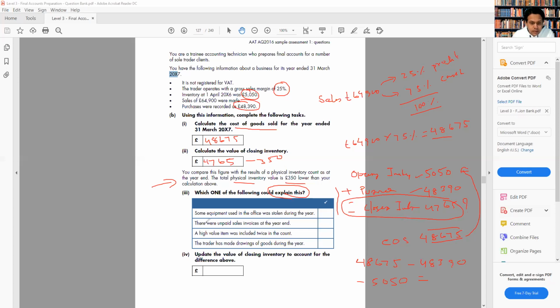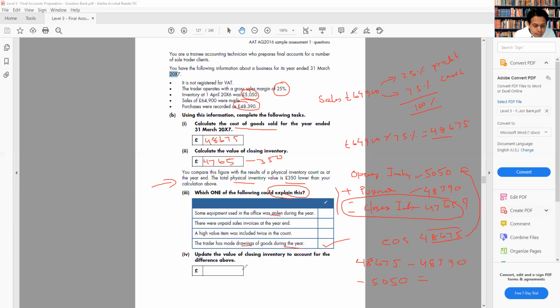So here they said the office equipment used in the office was stolen. We don't say this is stolen. There were unpaid sales invoices. No. A high value of inventory was counted twice. The trader has made some drawings of the goods during the year. So basically the trader, the owner of the business, took some for his personal use. So the drawings, we always go for that. We don't go for stolen. We don't go for a mistake. We don't go for counted twice. But the sole trader, so we believe maybe the owner withdrew some physical inventory.